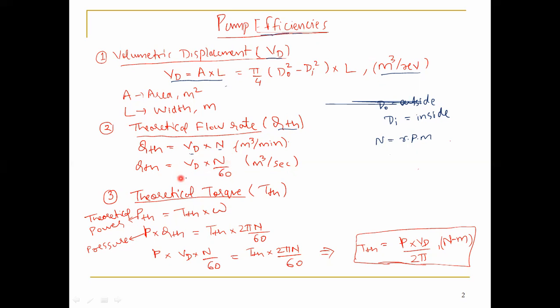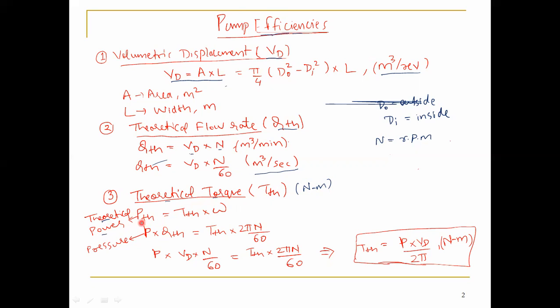So this will be the standard formula. If you substitute N divided by 60, you will get meter cube per second. Many of the students get confused here. Then the third one is the theoretical torque. Torque will be in terms of Newton meter. Before getting the theoretical torque, we will know the theoretical power.